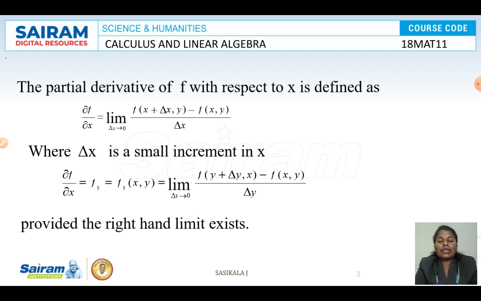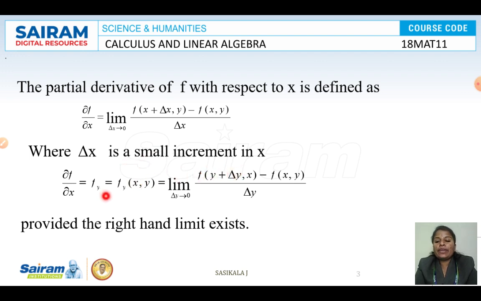The partial derivative of f with respect to x is denoted as dou f by dou x. Here we use dou instead of d by dx, because we have more than one independent variable, to distinguish it from ordinary differentiation. That's why we use the notation dou f by dou x. It is the limit as del x tends to 0 of f of x plus del x comma y minus f of x comma y, by del x, where del x is a small increment in x.